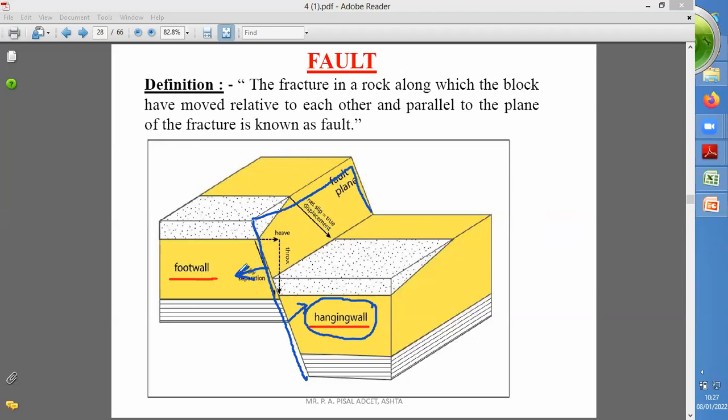Okay, ya fault plane cha khali ha block rahilela ahe, that's why this block is considered as a foot wall. The block which remains below the fault plane, that block is considered as a foot wall. Okay, so two different blocks are there. Hanging wall means the block above the fault plane, foot wall means the block below the fault plane.